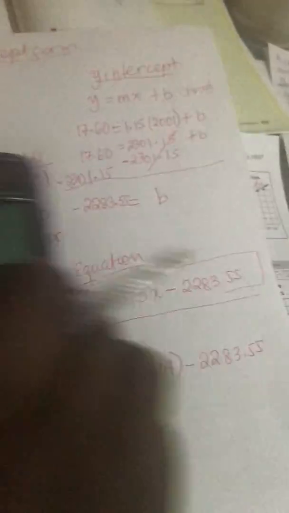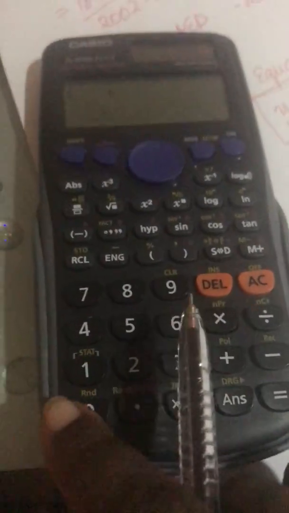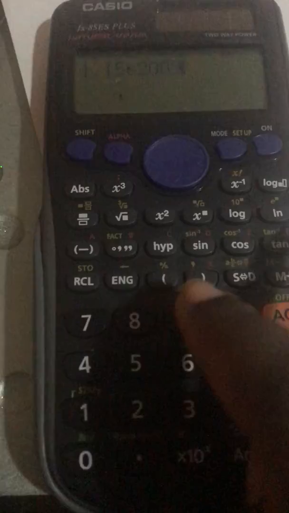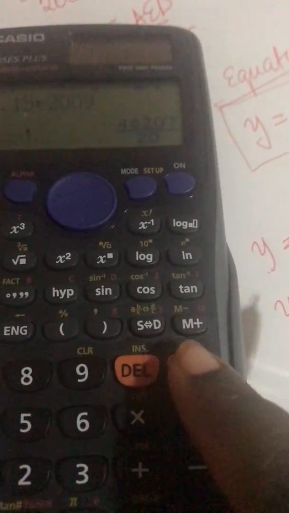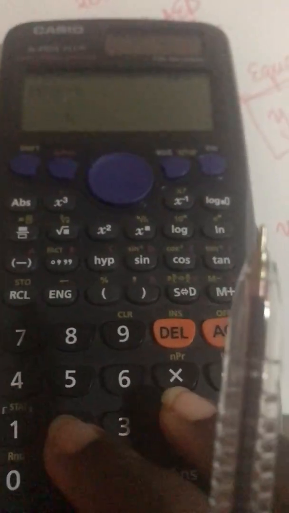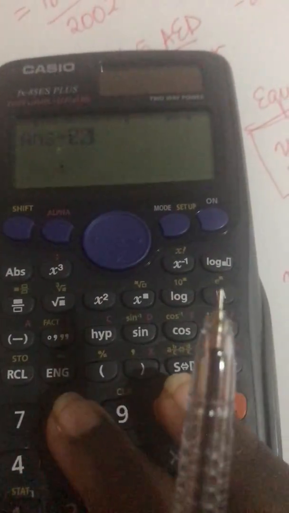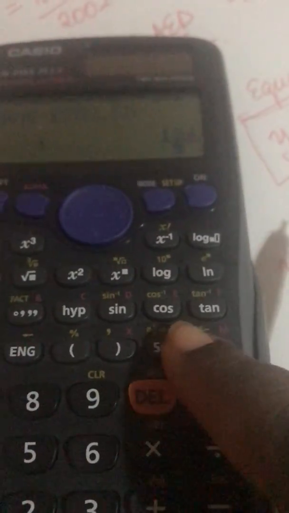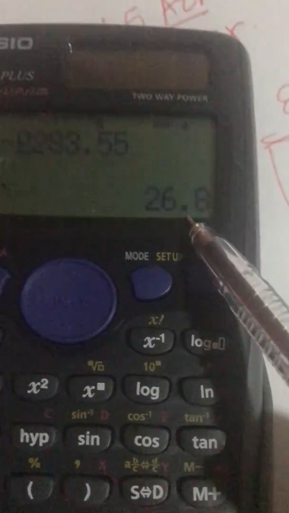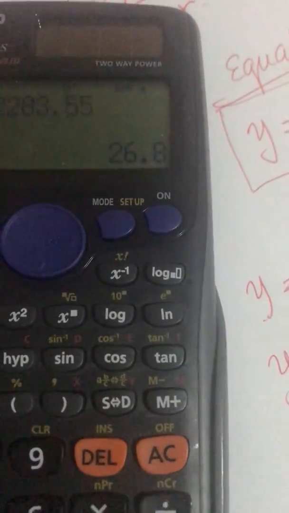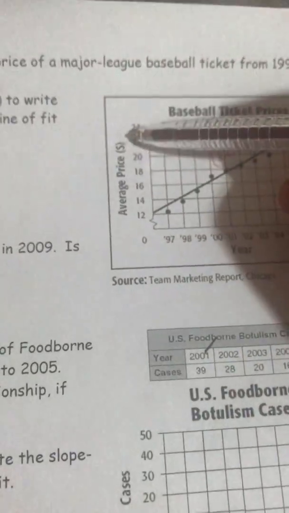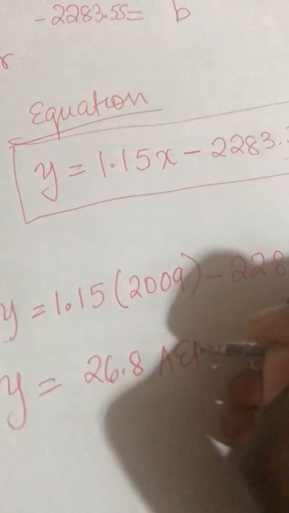You get y equals, and you go to your calculator, you put 1.15 times what you get minus 2,283.55 equals, and you got 26.8. So that is 26.8. And y, what is the unit on y? It is money. You see that? It is money. And you write here AED. And this is your answer for 2009.